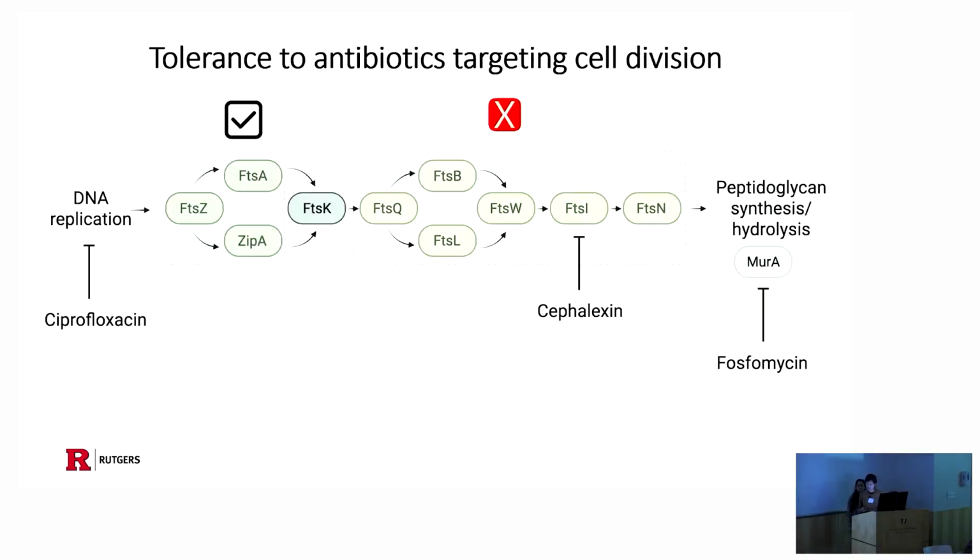So we know that during QueE-mediated filamentation, the early divisome proteins are recruited fine, but the late divisome proteins are not. And if this is the case, then in presence of antibiotics that target the late divisome protein, the filamenting cells and the non-filamenting cells should not be affected to the same extent. To test this hypothesis, we use 3 different antibiotics. Ciprofloxacin targets DNA replication, which is a step way ahead of divisome assembly. Cephalexin targets the late divisome protein FtsI, while phosphomycin targets MurA, which is involved in the first step of peptidoglycan biosynthesis.